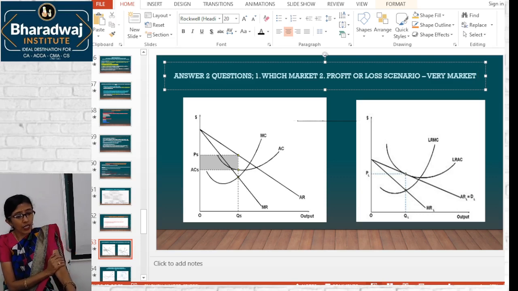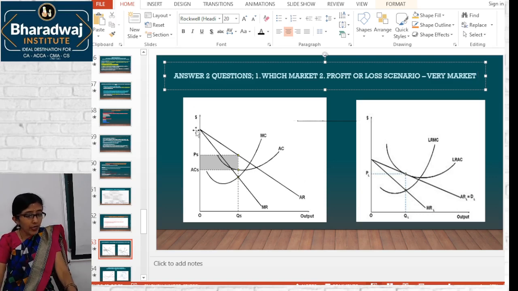Graph A, graph B. Take this as graph A, take this as graph B.